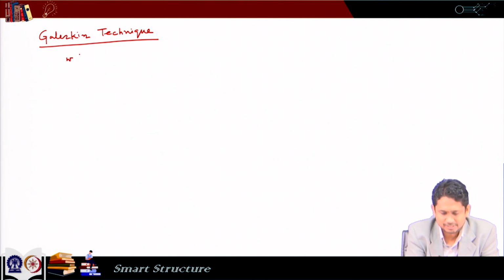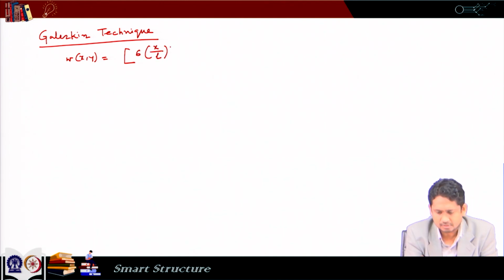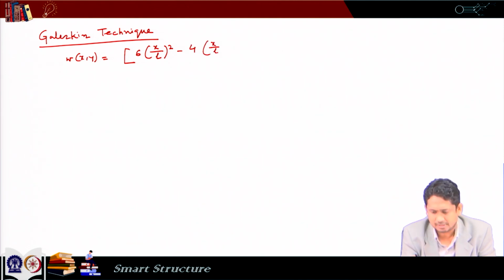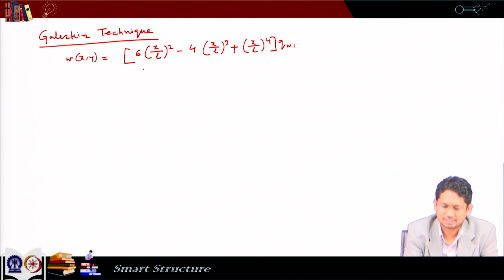So let us approximate W(x) as 6 x by L square minus 4 x by L cube plus x by L to the power 4 multiplied by QW1. So this is our approximation now. So this is our phi W1. Now this satisfies both essential and natural boundary condition, which means the geometric and force boundary condition.